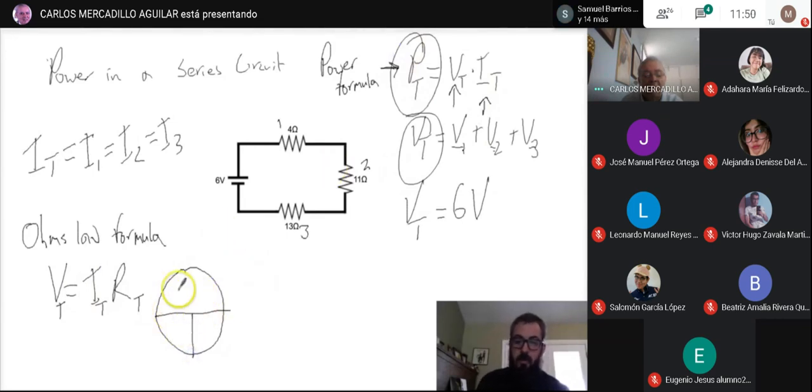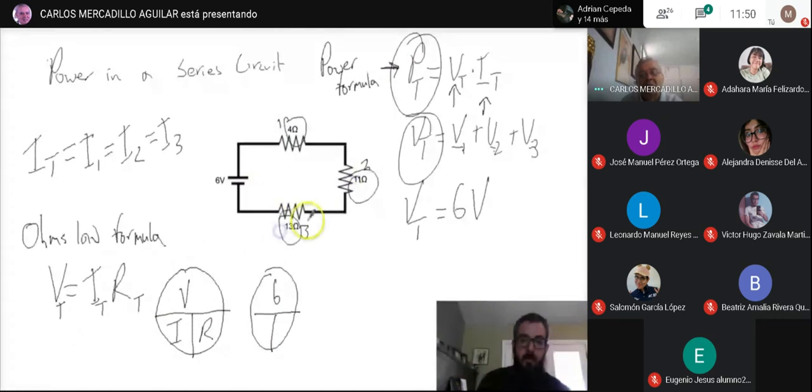So what we're going to do is put V, I, and R, right? And what do we got? We got 6 volts, right? And then what's our total resistance? So we got 4, 11, and 13. We're going to add all those together, which equals 28, right? We got 28 ohms of resistance. So we know this is going to be 28 ohms, and that will go here, right?